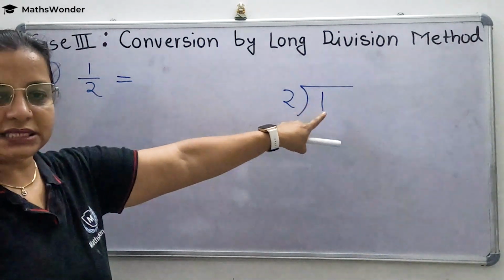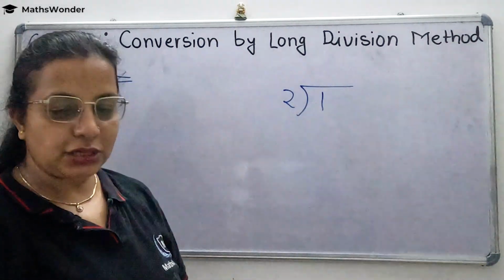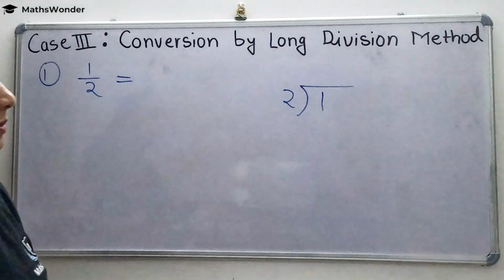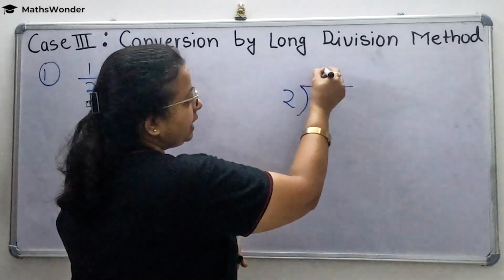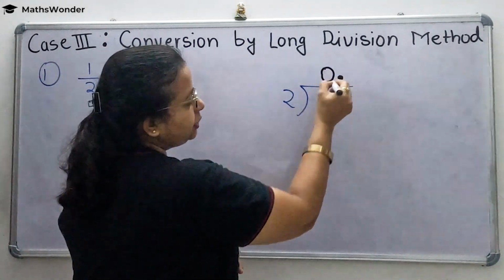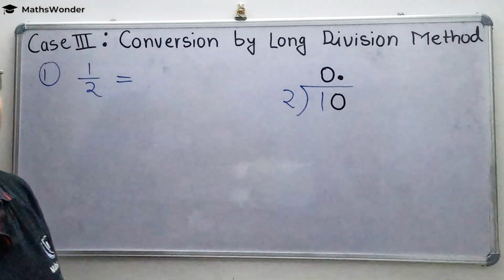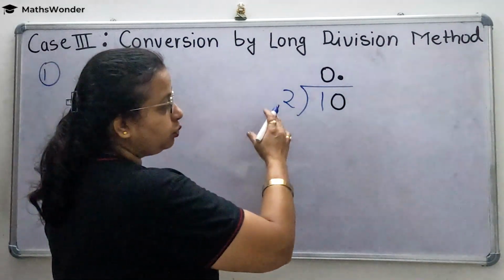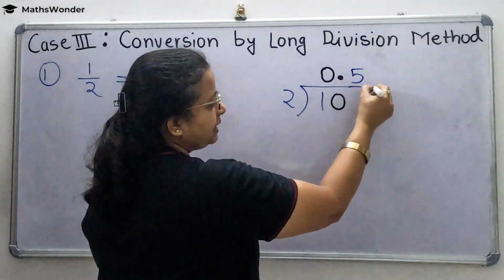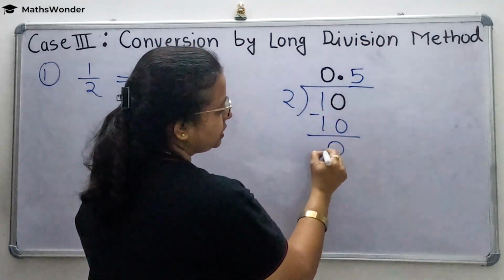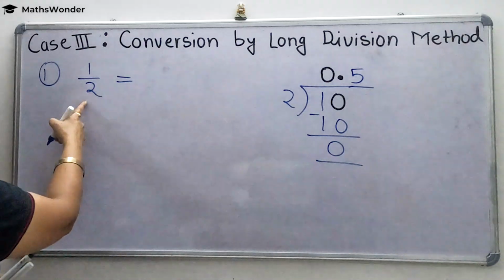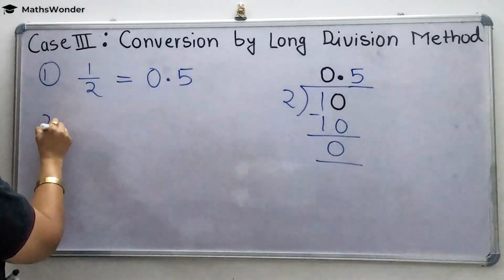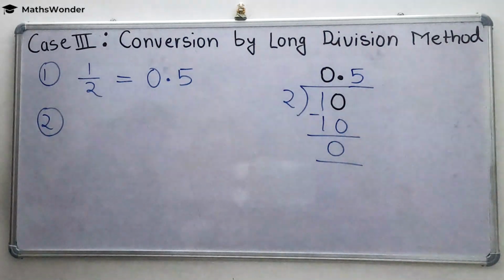Now check, 2 is divisible by 1? Is it possible? No. So when it's not possible, then what we will do is, we will give it 0 point, and here also we added 0. Right? Now 2 times what will give 10? 2 times 5 will give 10. So the remainder is 0. So your 1 over 2 fraction converts into the decimal like this. So 0.5.